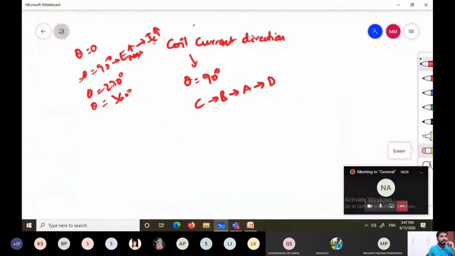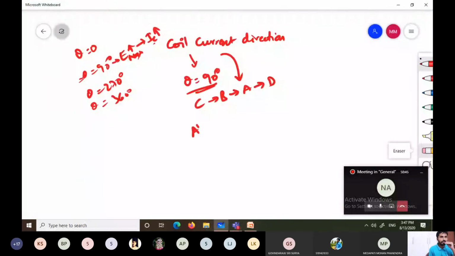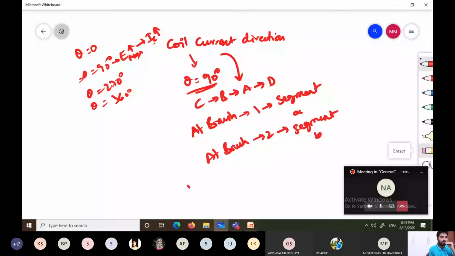In this 90 degrees case, the coil current direction is like this. We have seen the commutator brush positions. At brush 1, the segment present is A. At brush 2, what is the segment present there? B.